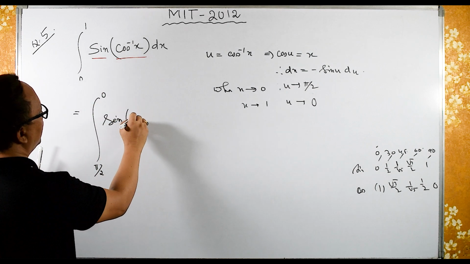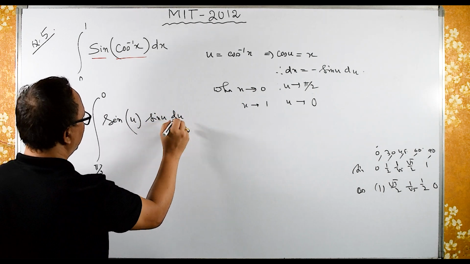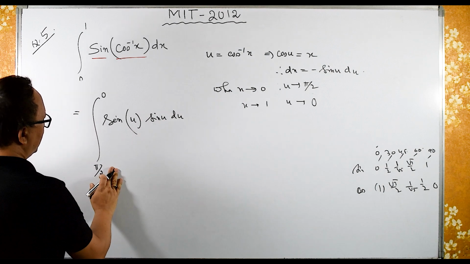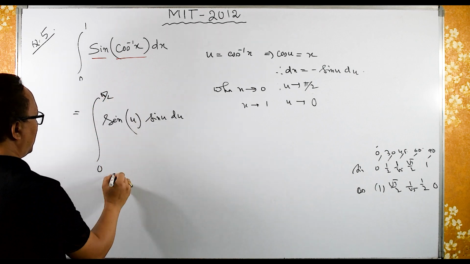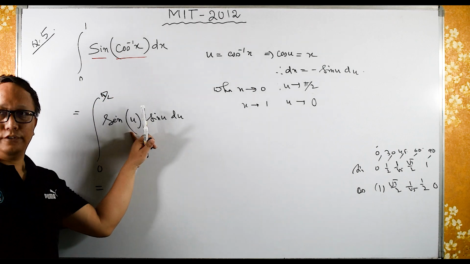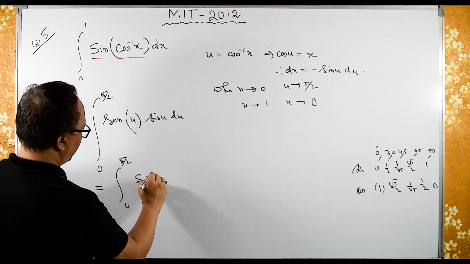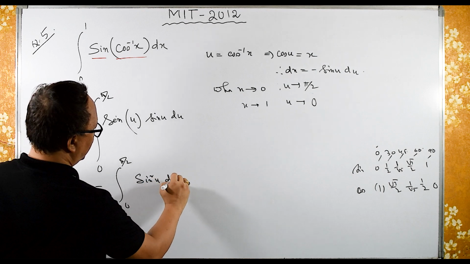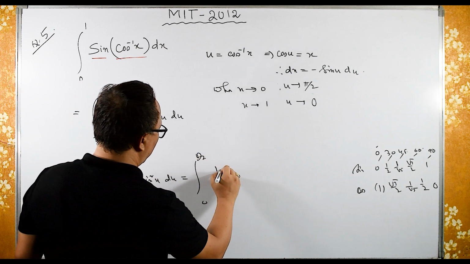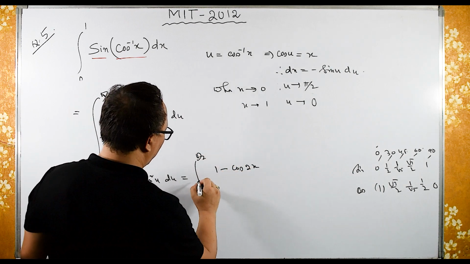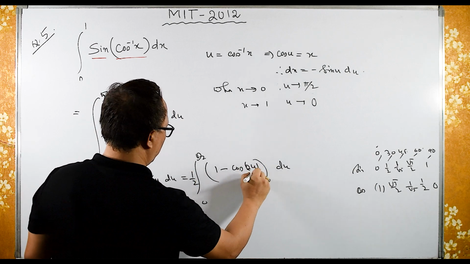Sine of u dx becomes minus sine of u into du. This minus I will change here, so the limits become 0 to pi by 2. Here we have sine u into sine u, which becomes the integral from 0 to pi by 2 of sine square u du. So sine square u is what we have, which is 1 minus cos of 2u upon 2, into du.